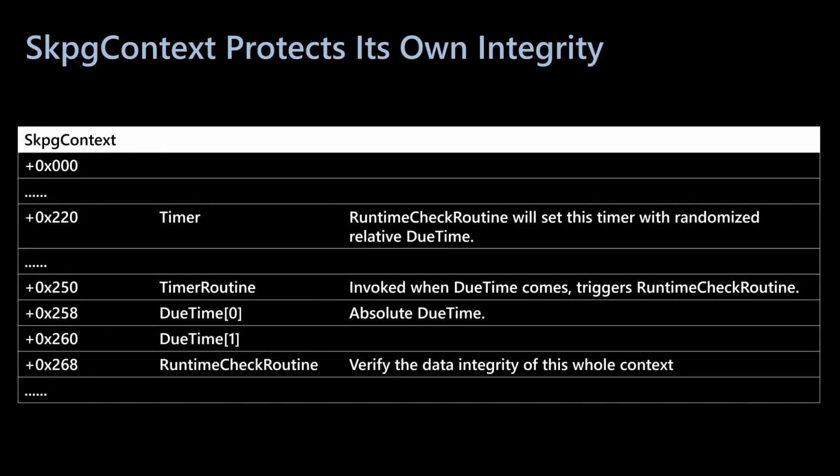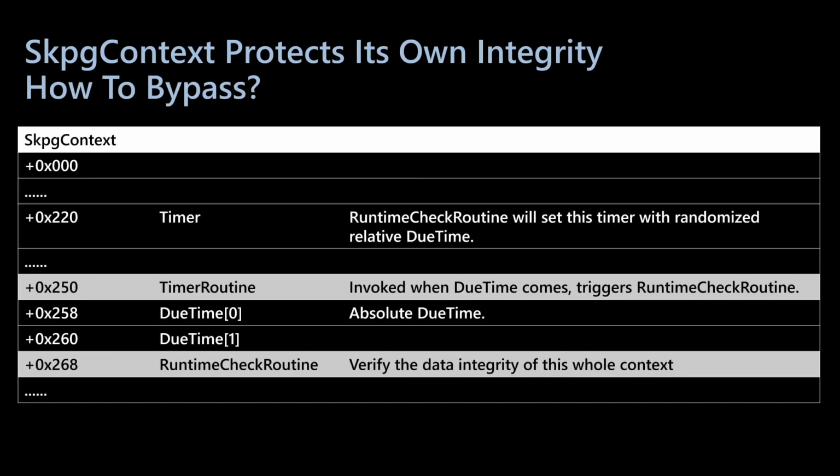There is an embedded timer in it. The timer routine will be invoked when the due time comes. The timer routine will trigger the runtime check routine. The latter will verify the data integrity of the whole data structure. It will fast fail if anything is wrong. Corrupting any fields of the SKPG context will be noticed by the runtime check routine, except those 2 callback pointers. In fact, if I replace one of those 2 function pointers, the whole self-protection is bypassed. Those 2 callback pointers are good candidates for redirecting control flow to shellcode.